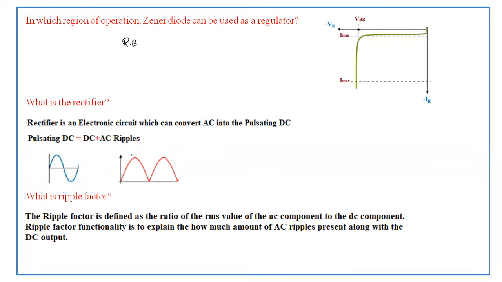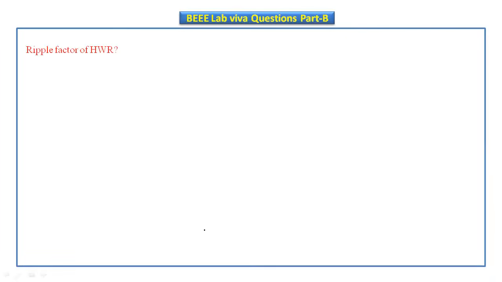Pulsating DC means first of all it is a DC, plus it has AC ripples. How much AC ripple is present in the DC output, we find out using the ripple factor. The ripple factor is denoted by gamma, that is VAC divided by VDC. We can also write the formula as the square root of VRMS whole square by V average whole square minus 1. Next one, the ripple factor of a half-wave rectifier is 1.21.